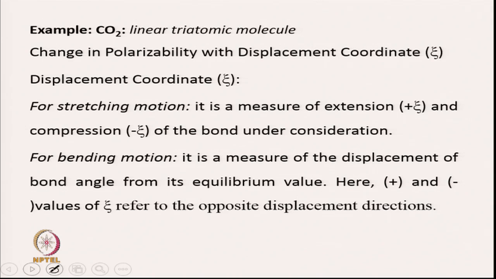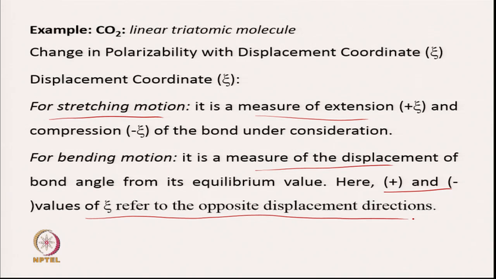So, for that what we need to do is we need to look at change in polarizability with displacement coordinates. So, to understand why the other two modes are Raman inactive, what we need to see is change in polarizability with displacement coordinates. So, what I mean by displacement coordinates, that for a stretching motion it is a measure of extension and compression of the bond under consideration, whereas for bending motion it is the measure of displacement of bond angle from its equilibrium value. So, what I mean is that plus and minus value of E refers to opposite displacement direction. Once we know that, let us see the plot.